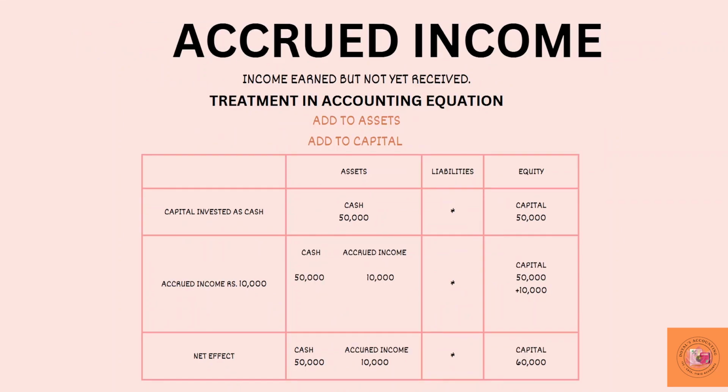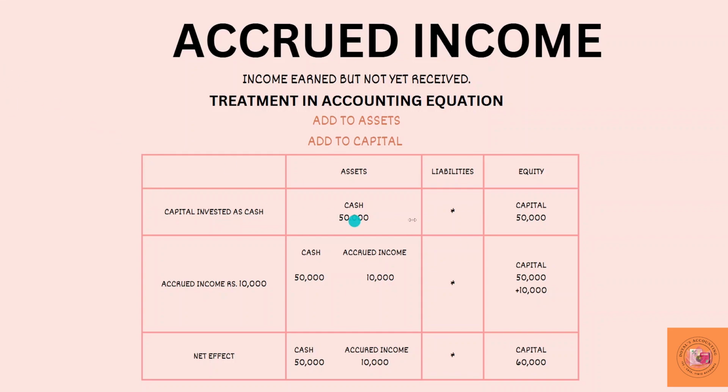The next concept is accrued income. What is accrued income? It is income that you have earned but not yet received. For example, you have done a project, you have acted in a film for which you have to be paid 50,000. Shooting is over, everything is done. You are yet to receive your check. So in your books, that compensation will be shown as accrued income. It is income that you have earned but not yet received. How will this be shown in the accounting equation? It will be added to assets, added to the capital. Why added to the capital? Eventually, when you receive the cash, your capital will also increase because your capital comprises cash.